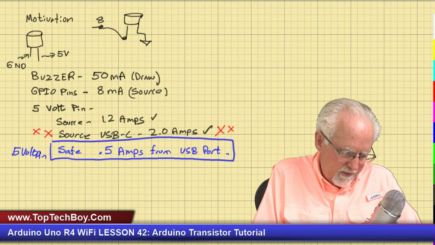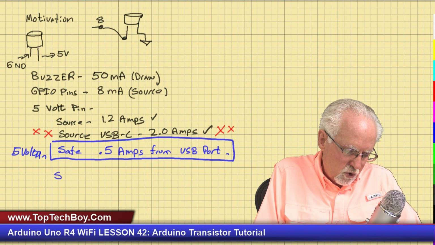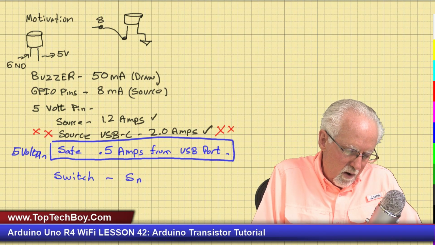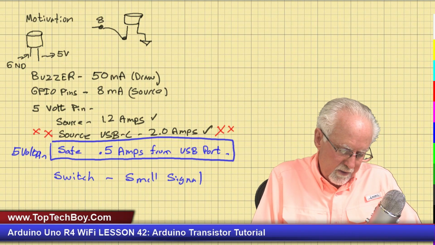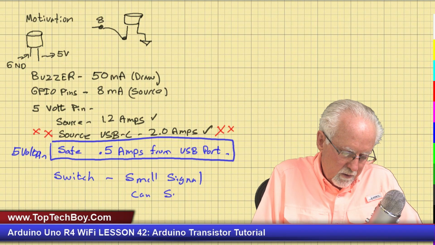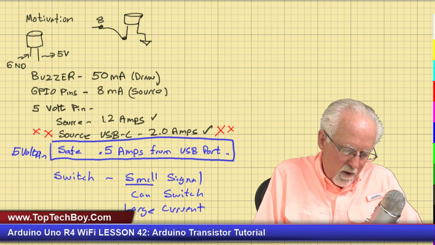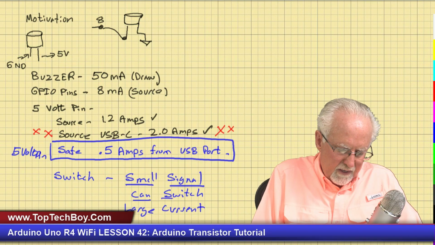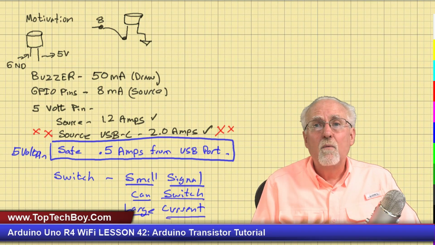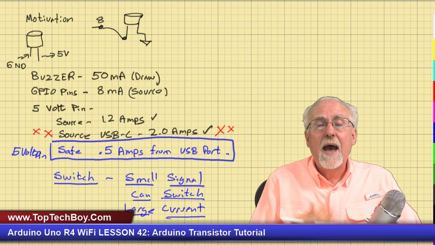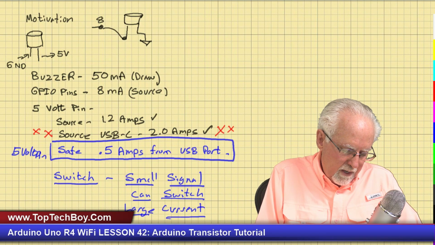So what is it that I need? I need a switch, a switch where a small signal, a small current, can switch a large current. And what will do that? How can we create that switch? We can create that switch with a transistor.